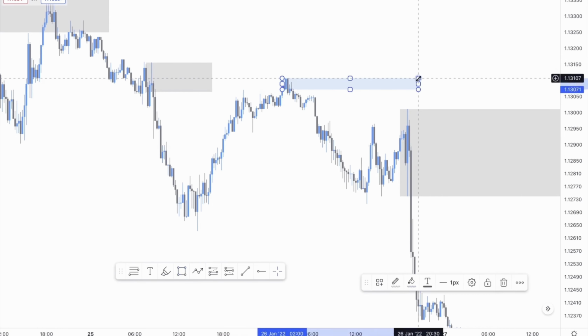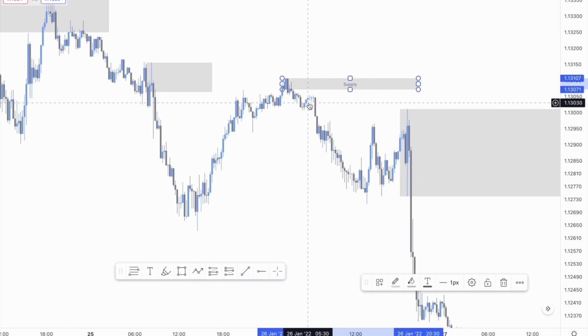Now, as you can see, this candle here comes down but actually taps back into it before leaving, already filling this zone. And then that's why price doesn't come back up to mitigate this before making its move down.